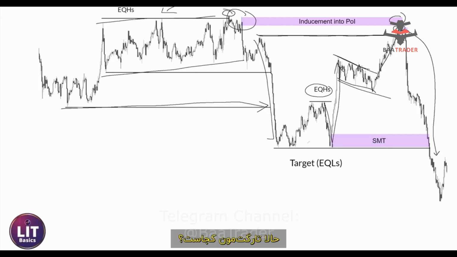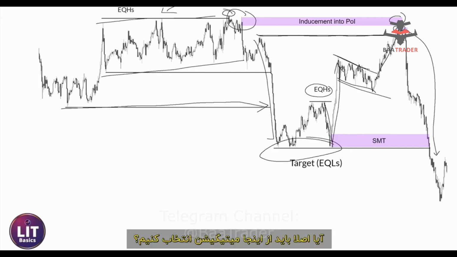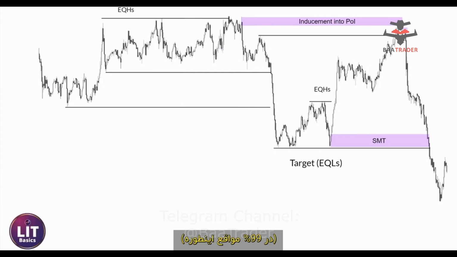And obviously, what is our target? Well, it's going to be the triple bottom. And should we ever take a mitigation from here? Absolutely not. That's going to be a smart money trap 99 out of 100 times.